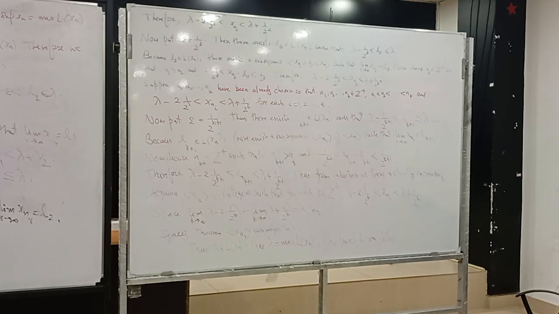Because I was not sure. See, the thing is, here we are using very heavily that sup A equals lambda if and only if each element a belonging to capital A is less than or equal to lambda, and given any epsilon greater than 0, there exists some a belonging to capital A such that a is greater than lambda minus epsilon, and of course a is less than or equal to lambda.